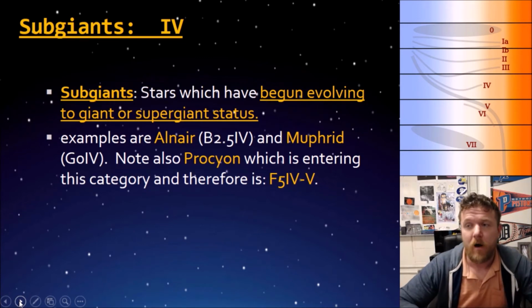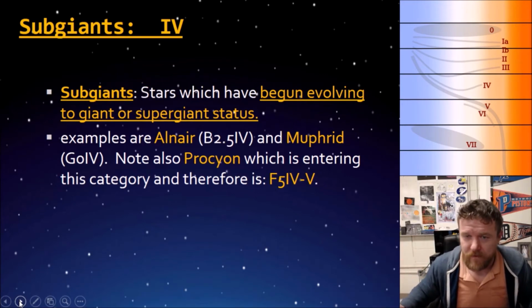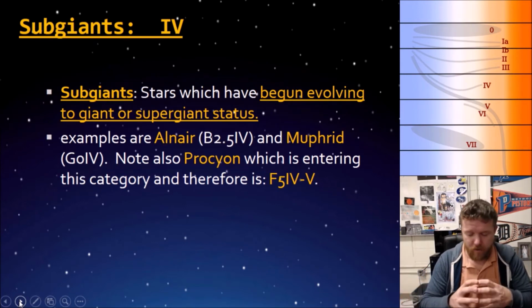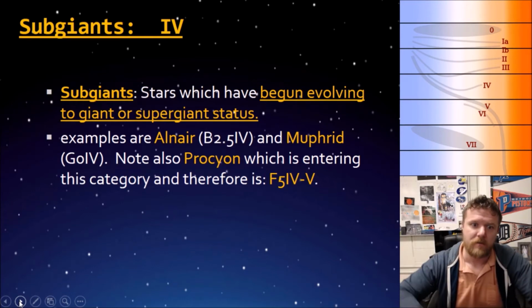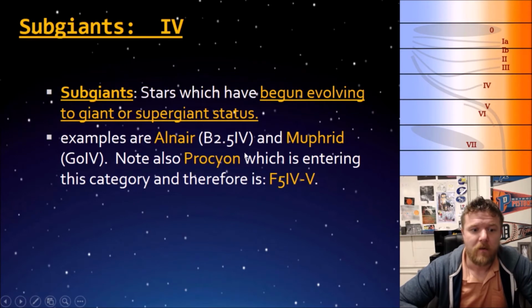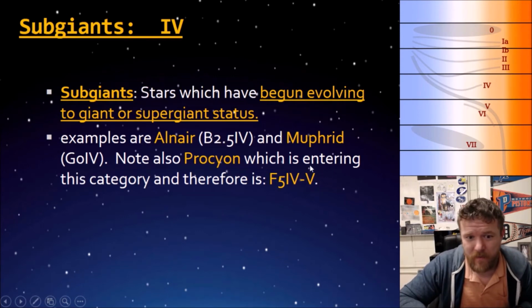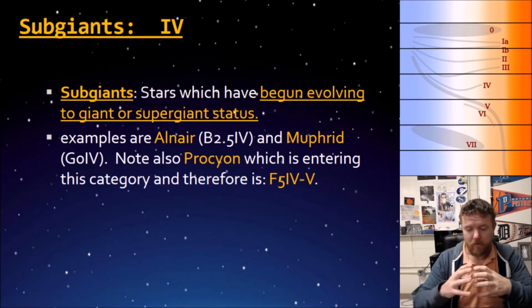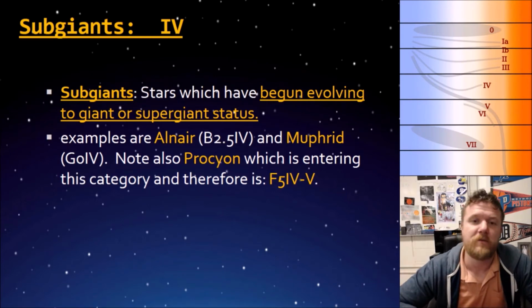So subgiants are stars that are currently growing in size, and this does take millions and millions of years, so it's not like it's this way for a month. It takes a long time. But these are stars that are currently moving off of the main sequence and turning into big giant stars. An example is actually Procyon, which is just entering this category. So it would be an F5 4-5 because it's halfway in between a main sequence, which is 5, and a subgiant. So it's currently growing from main sequence size to giant size, and it's going through this subgiant phase.